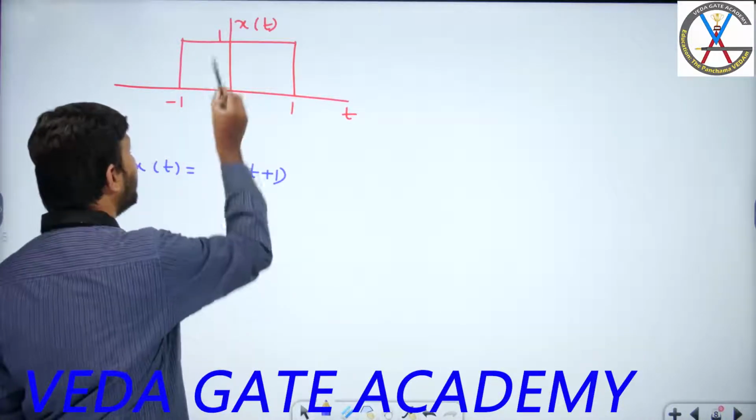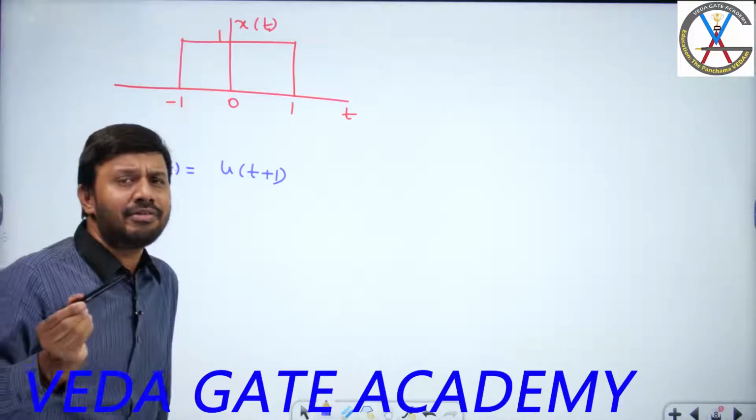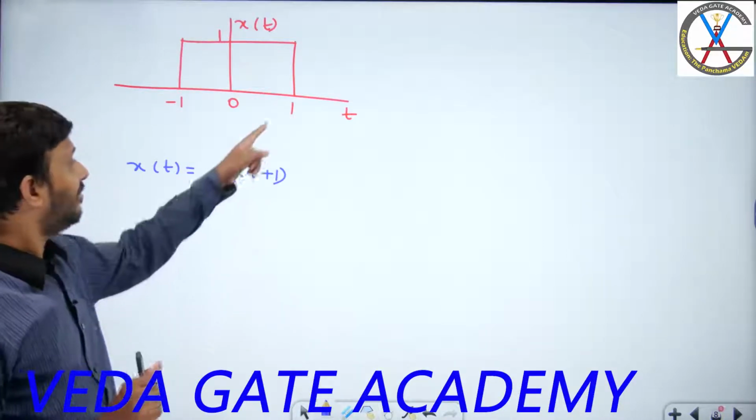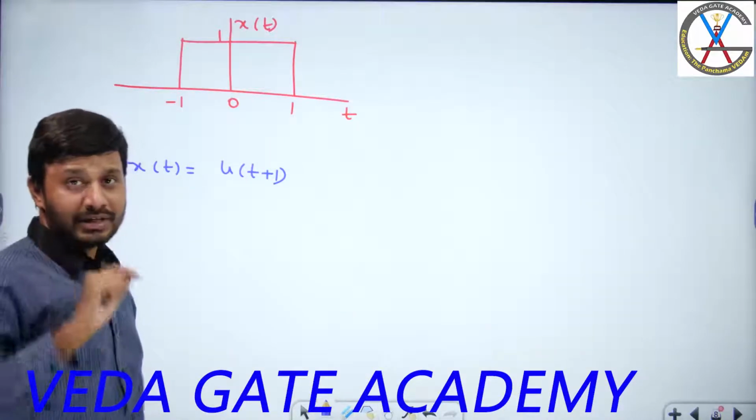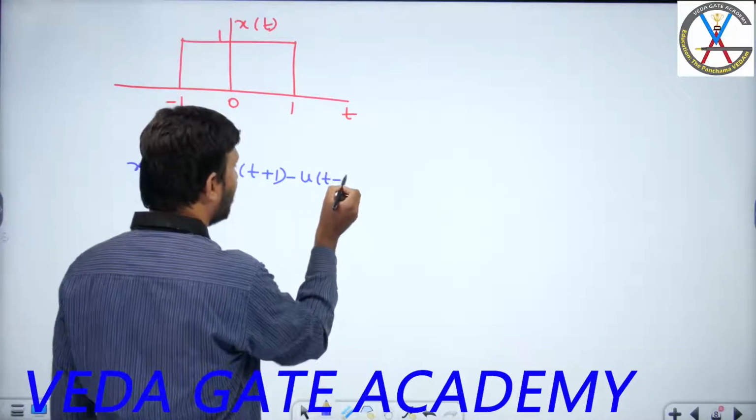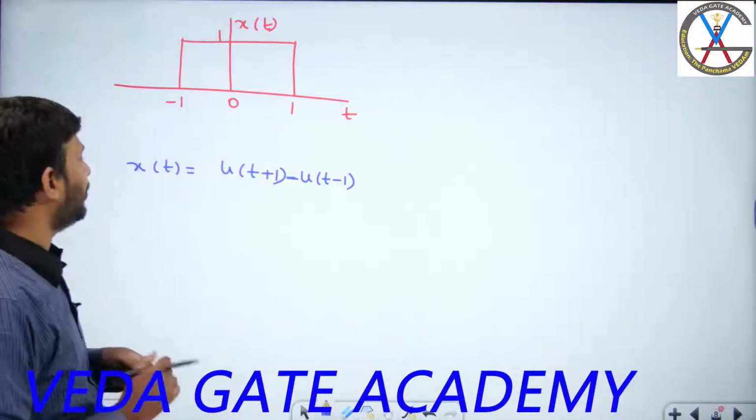So what value must be added to 1 to make it a value of 0? A value of -1 must be added. At what point must it be added? At t equal to 1, so the term is minus u of t minus 1. Right? Now I have written my x of t in terms of unit steps.